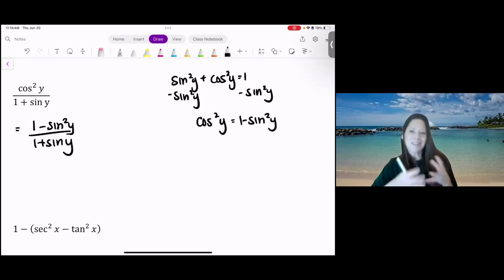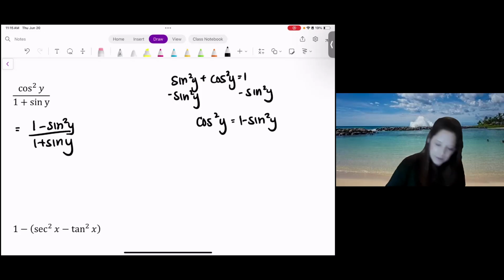Now I've got something that looks kind of the same, but it's different. I can't do anything with the denominator. That's not squared, that's just a sine. But I do know that 1 is a perfect square and sine squared is a perfect square. Sine times sine is sine squared. 1 times 1 is 1. And there's a minus sign in between the two of those. That is the sum and difference.